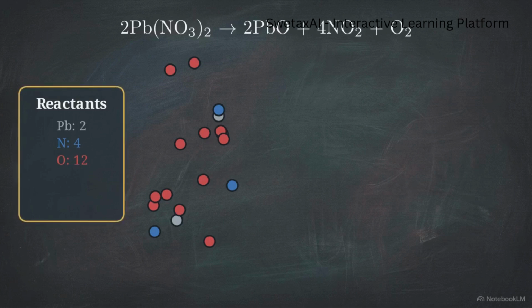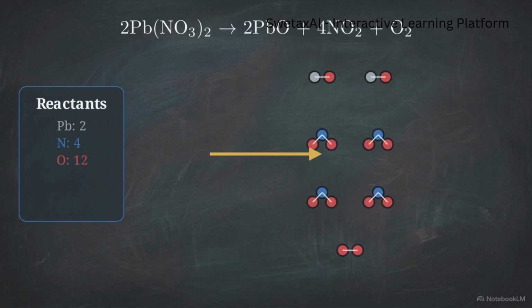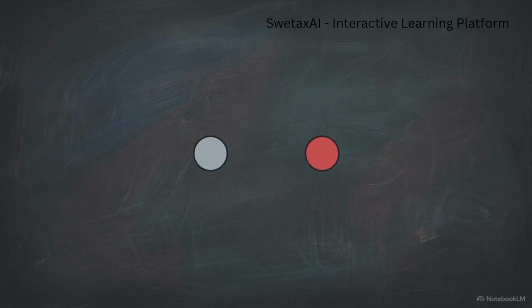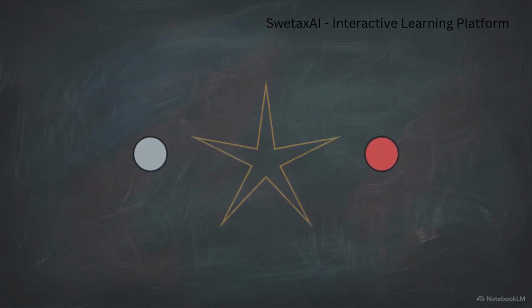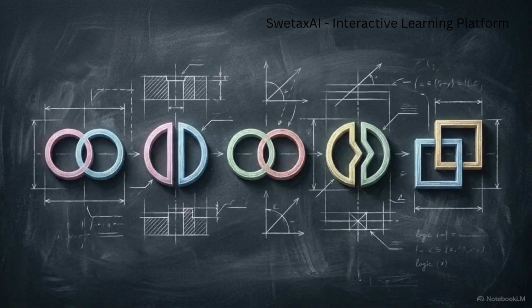We begin with 2 lead, 4 nitrogen, and 12 oxygen atoms, and we end with that exact same inventory rearranged into 3 new substances. A chemical reaction is specifically the mechanism of breaking existing bonds and making new ones to produce these different configurations. Because atoms are conserved, we can categorize nearly all chemical behavior into 5 foundational structural pathways.